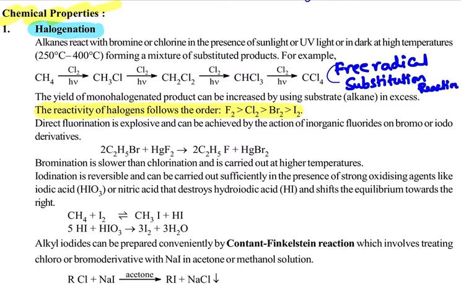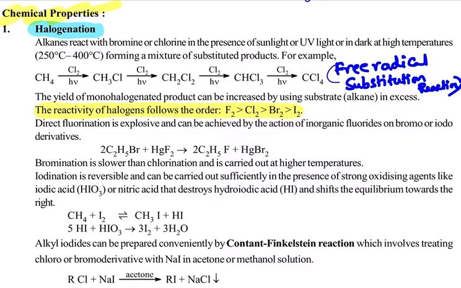Take CH4 reacting with chlorine in the presence of light, hν, meaning light energy, E = hν, as we learned in the atomic structure lesson. Light energy generally means ultraviolet radiation. CH4 and Cl2 in the presence of light give methyl chloride. Methyl chloride reacting with chlorine gives dichloromethane, once again trichloromethane, and once again tetrachloromethane. This is an example of a free radical substitution reaction.